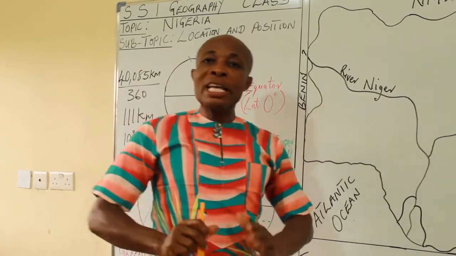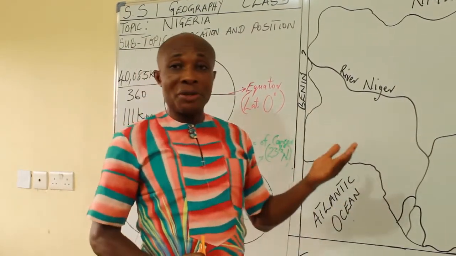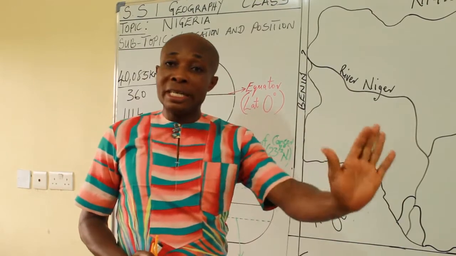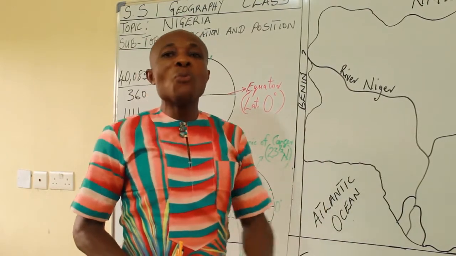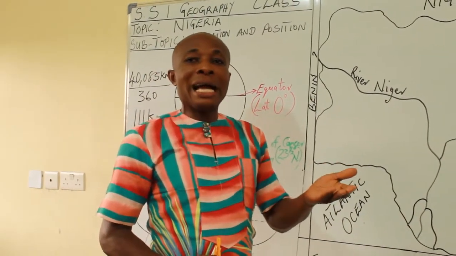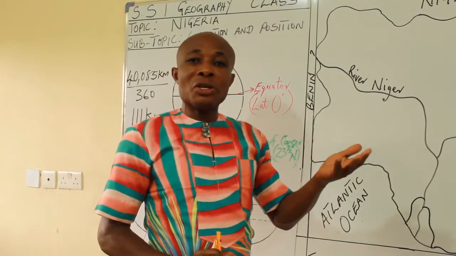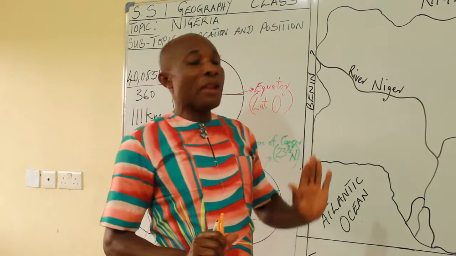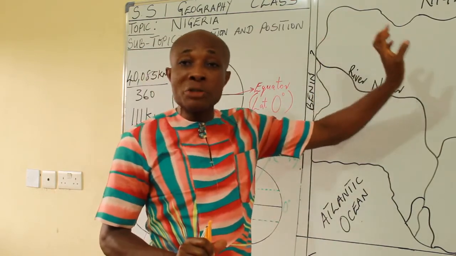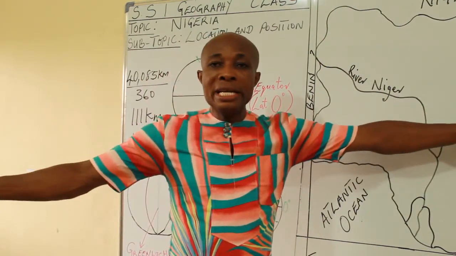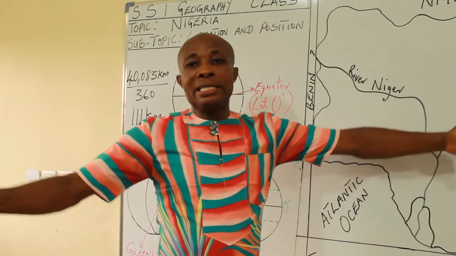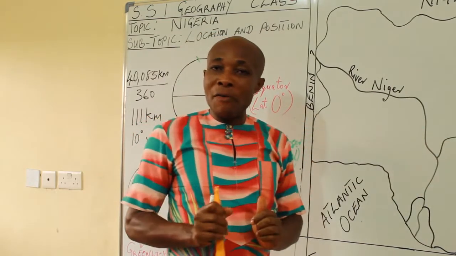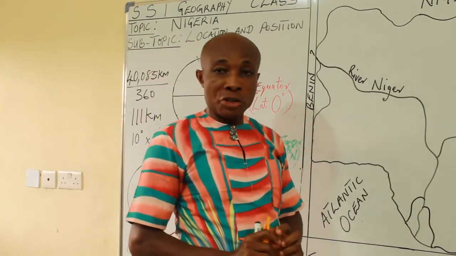And if one is moving from the equator, that is latitude 0 degree, once you move northwards and get to 4 degrees north, you have entered the territory called Nigeria. And you move up to 14 degrees north, and within this sketch is the extent Nigeria covers as a country.